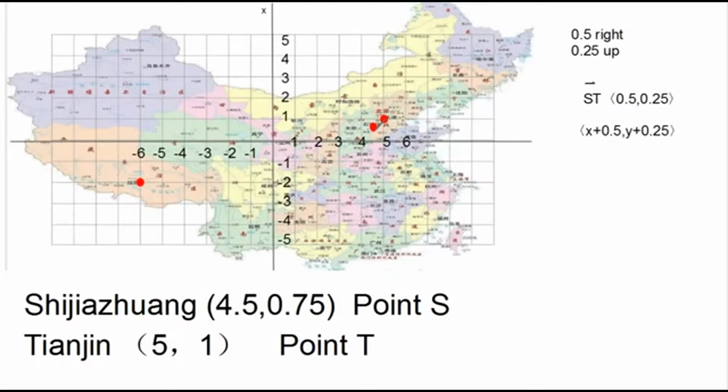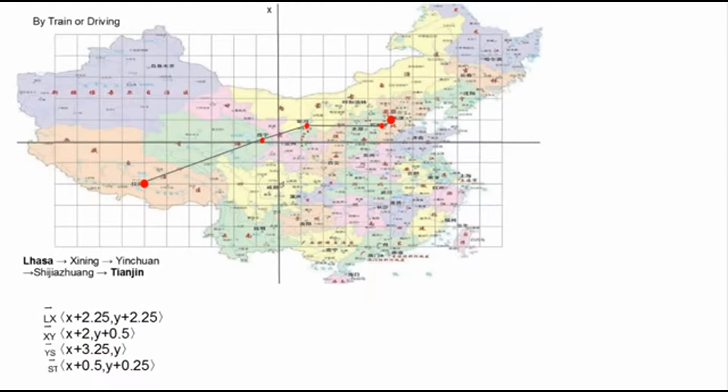So combine those. From city L to X, we have this. From X to Y, we have this. From Y to S, we have this. And from S to T, we have this, and this is our answer by train or driving. So you are passing 3 cities on your way from L to T.